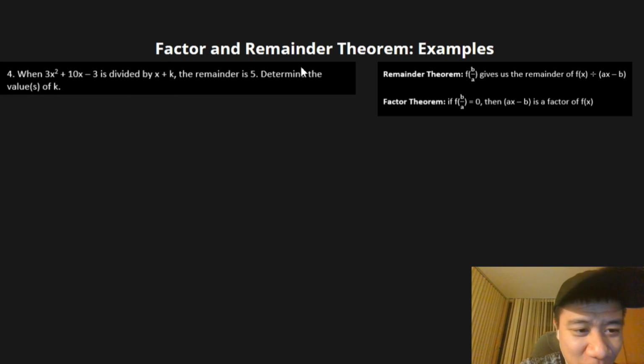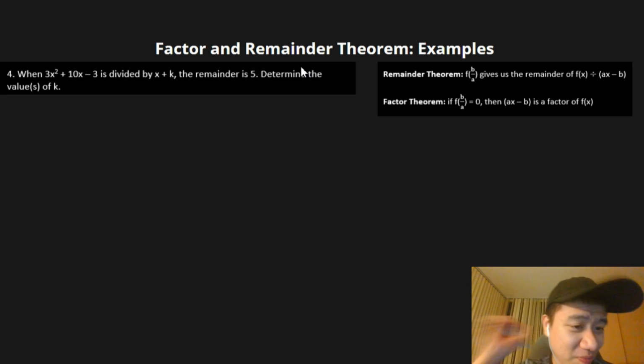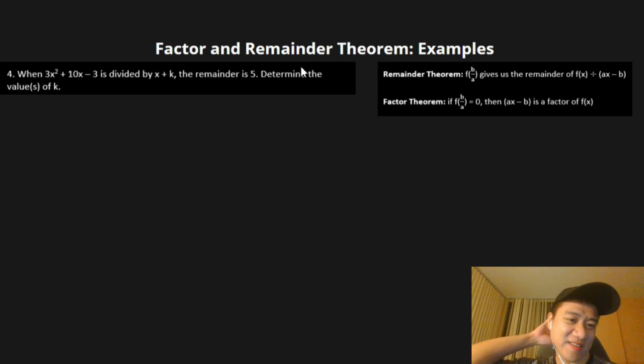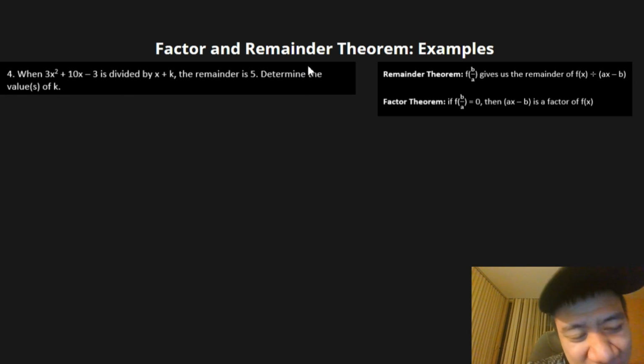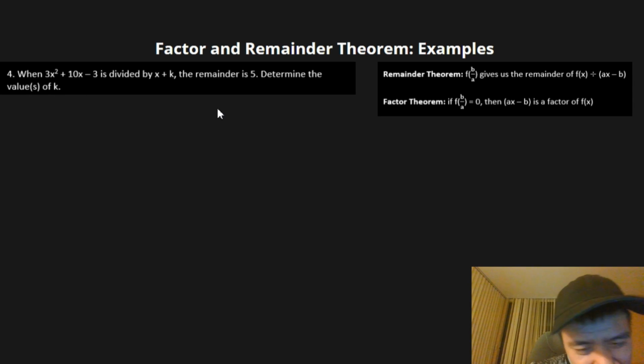Determine the value or values of k. All right, so this looks similar. We don't know what k is. That's our job, to determine the value of k. But instead of it being in our polynomial, it is in the factor that we're dividing our polynomial by. So how can we go about this?